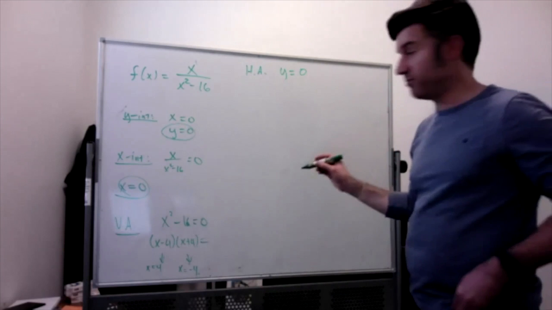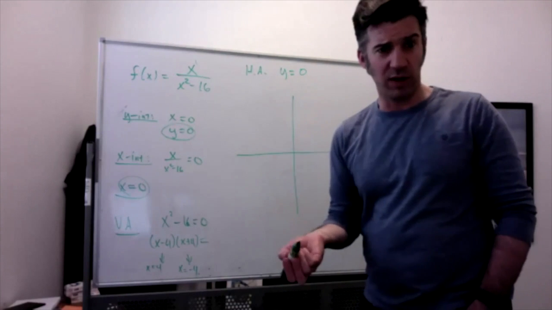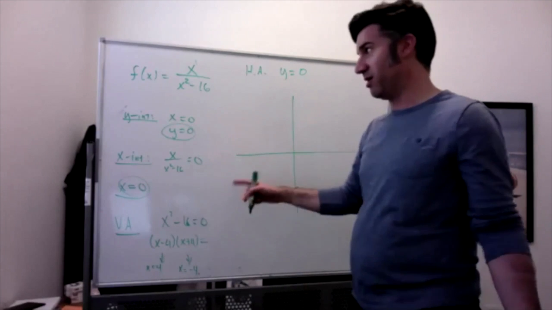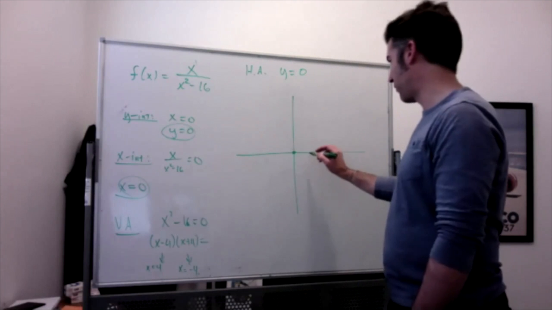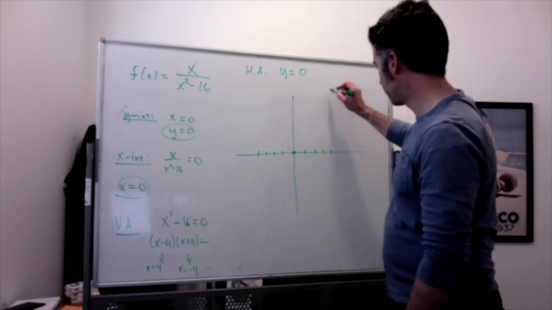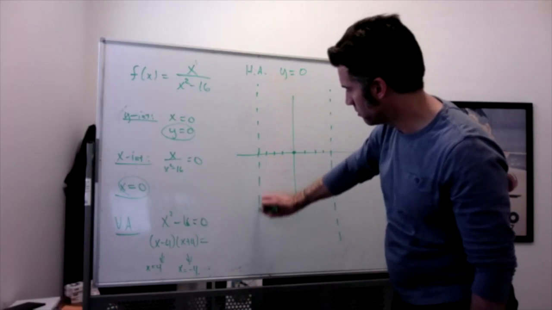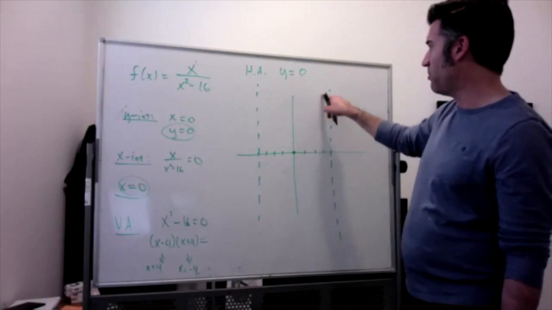All right, let's graph it. I might need an additional point here. Because I only have really one point, the point (0, 0), the x-intercept and the y-intercept are the same, the origin. And I've got vertical asymptotes at 4 and negative 4. Okay, and then I don't know if I go up or if I go down.